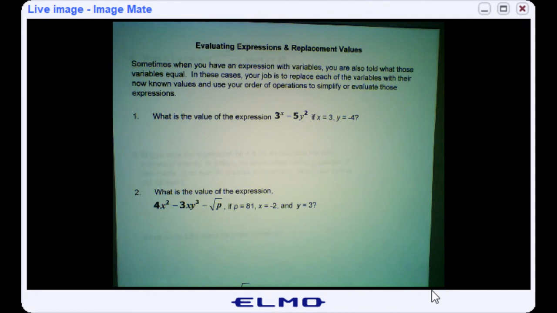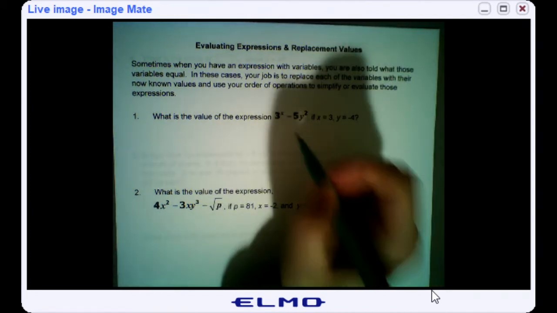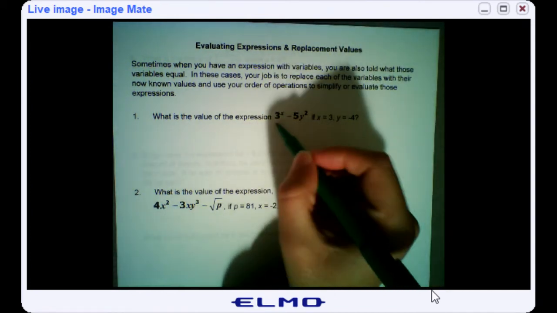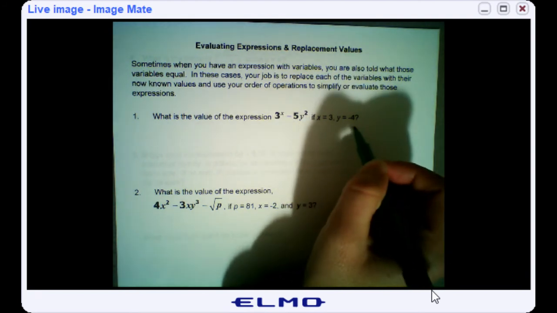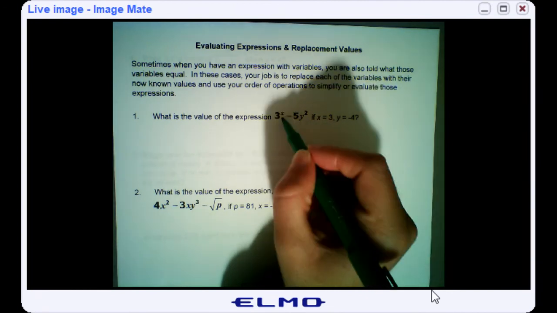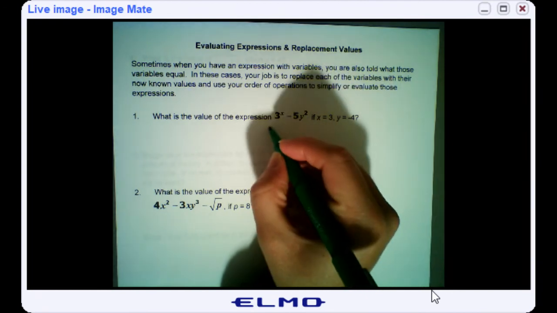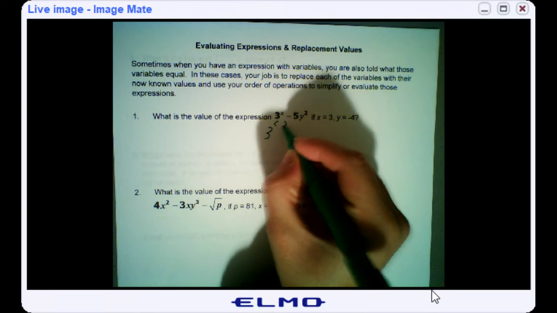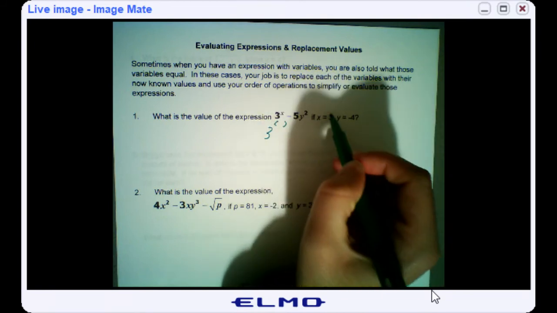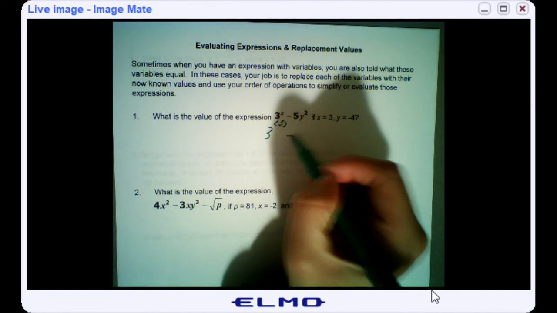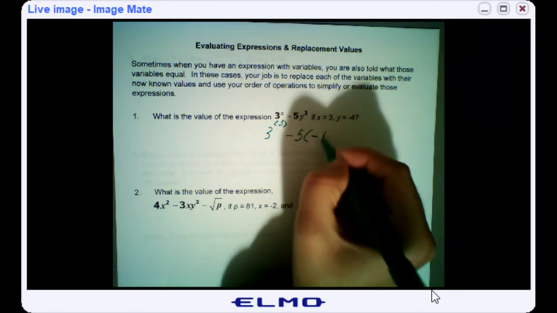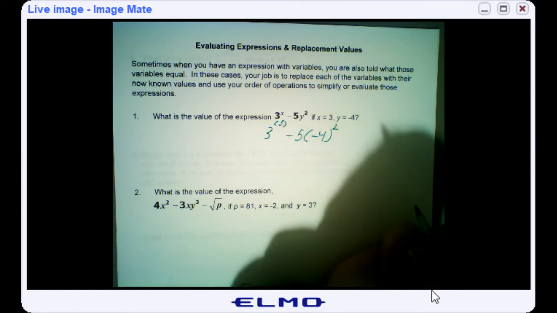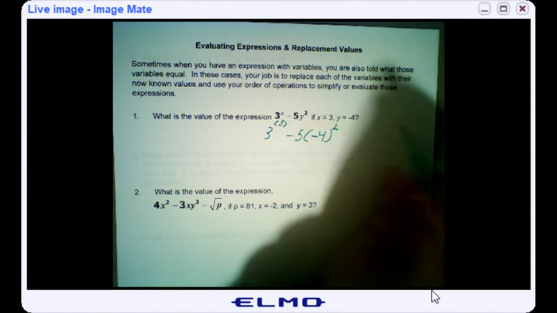You can also use Desmos. So what is the value of this expression? I have 3 to the power of x minus 5y squared, if x is 3 and y is negative 4. Whenever you substitute the values in, put them in parentheses. So I'm going to do 3, parentheses, and then instead of x, I'm going to write 3. Minus 5, parentheses, I'm going to put the y value in, I close my parentheses, and I'm going to square it. The parentheses are super important, especially if we're raising something to a power.